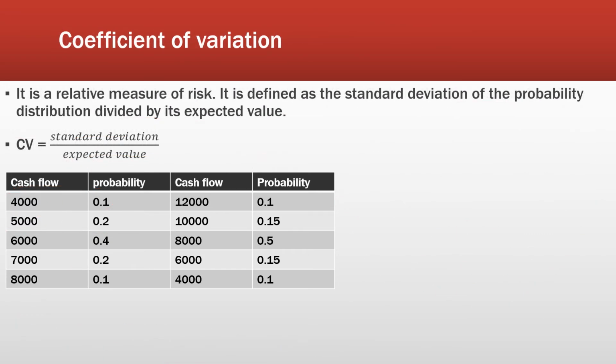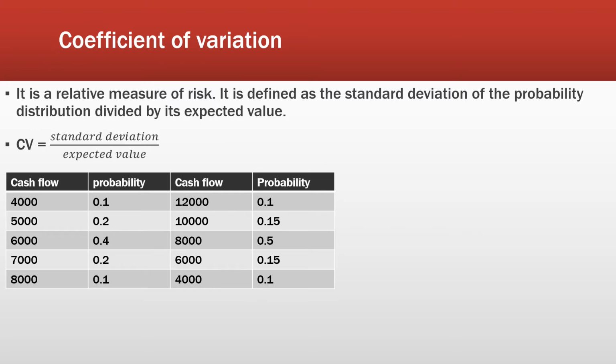Okay, now we will discuss the coefficient of variation, which is a relative measure of risk. It is defined as the standard deviation of the probability distribution divided by its expected value, or the mean value. It is a useful measure of risk when we are comparing projects that have the same standard deviation but different expected values, or different standard deviations but the same expected values, or different standard deviations and different expected values.